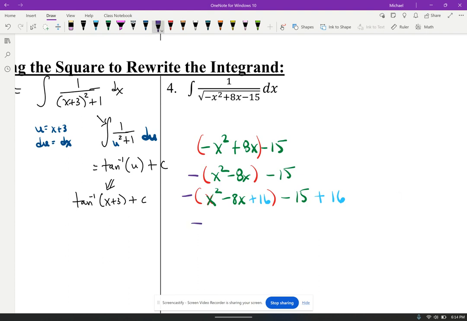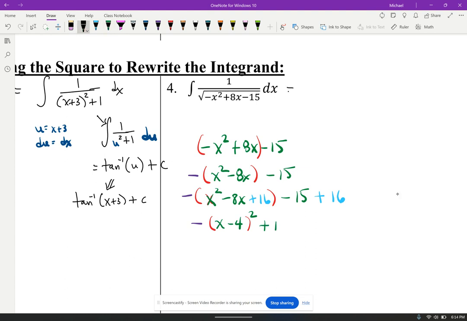Because I'm able to now factor this into x minus 4 times x minus 4, which would leave me with x minus 4 squared. And then on the outside, I'm just going to be left with plus 1. Maybe I should do that in green. Plus 1. Wow, that was a lot.